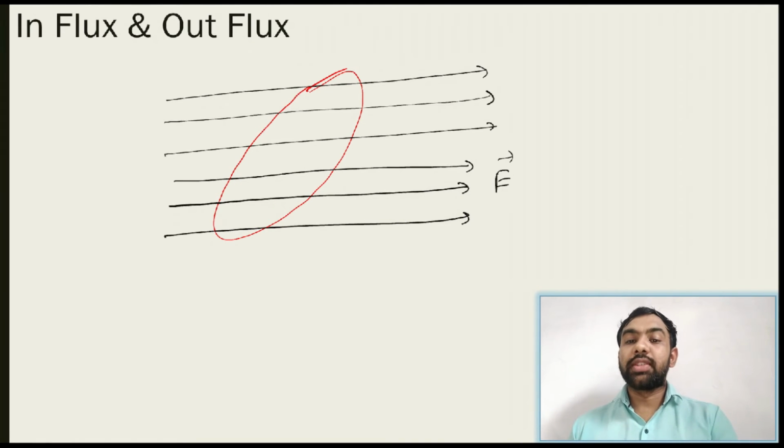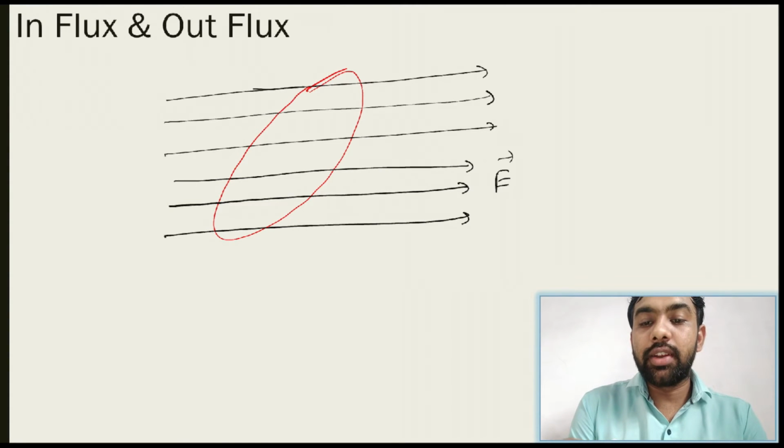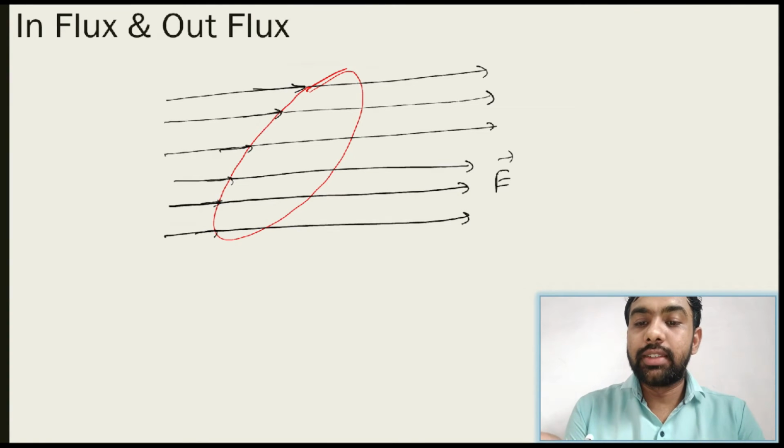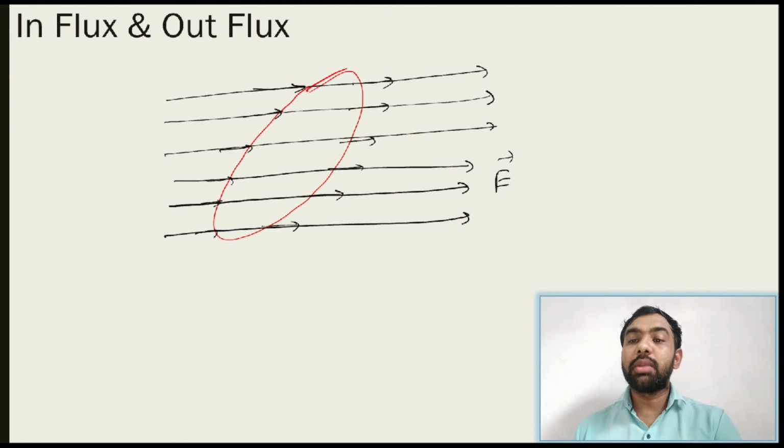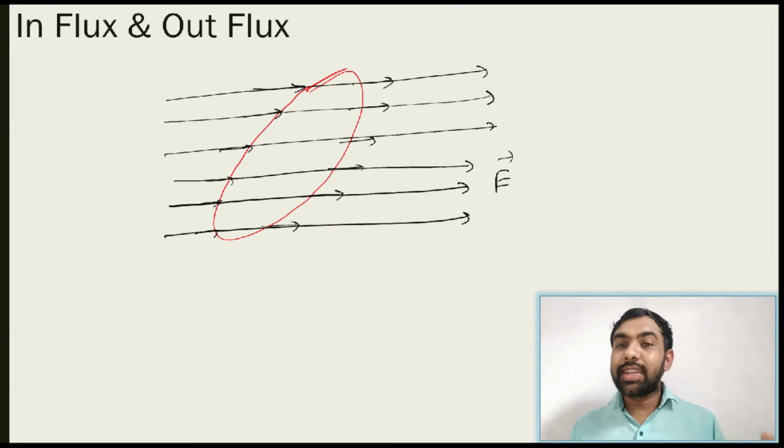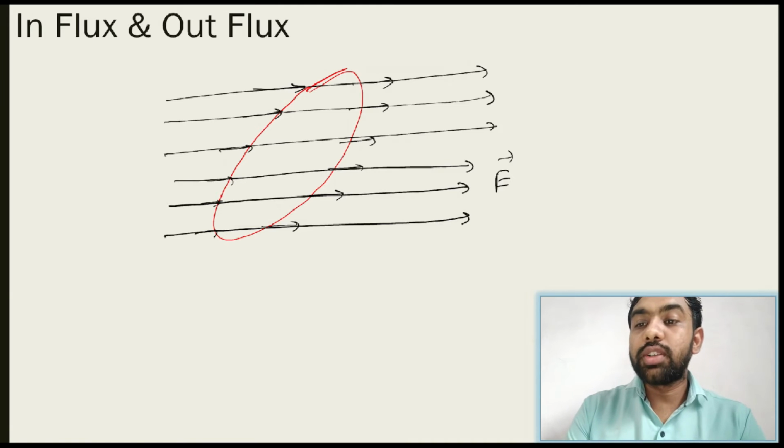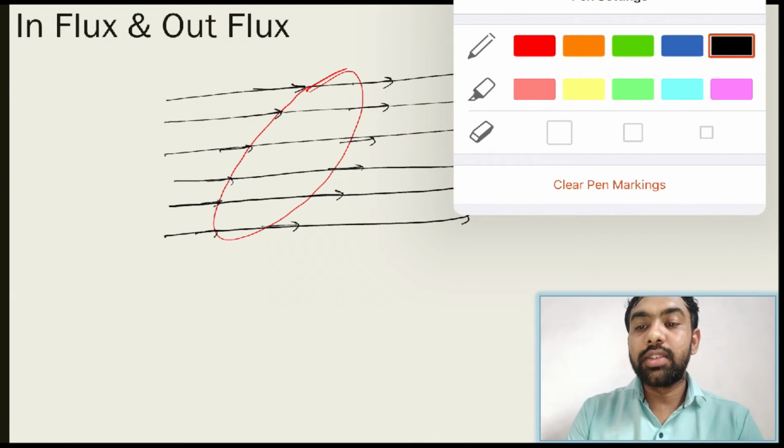So here these two cases are possible, influx and outflux, meaning field lines enter here and field lines come out from here. So there are two possibilities: field lines may enter, or may come out. Field lines entering the surface is called influx, and field lines coming out from the surface is called outflux. So if you consider the influx, there are two possibilities.